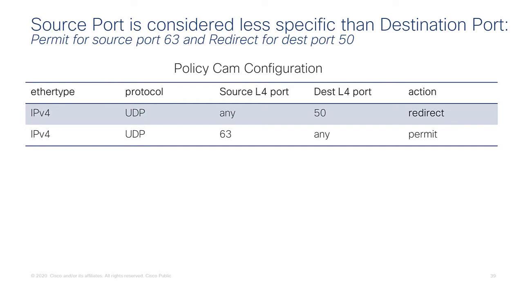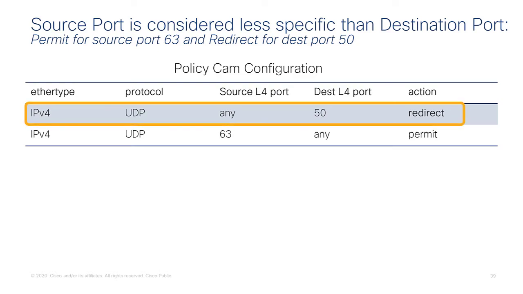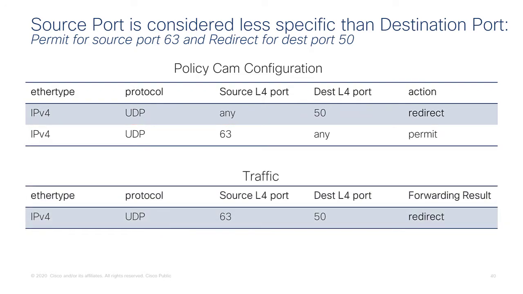This is the opposite example, where the redirect is applied to the rule where the destination port is 50 and permit is applied to the rule where the source port is 63. So traffic that carries source port 63 and destination port 50 in this case is redirected.